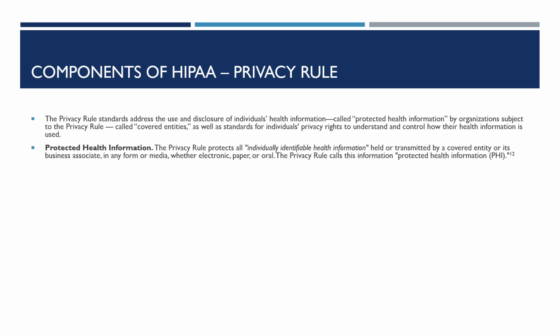The privacy rule protects all individually identifiable health information. Again, the privacy rule calls this information protected health information, or PHI. So individually identifiable health information includes demographic data that relates to the individual's past, present, or future physical or mental health or condition. So i.e. what diagnosis they have or diagnoses that they have.